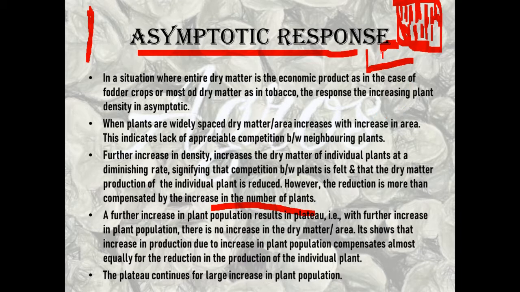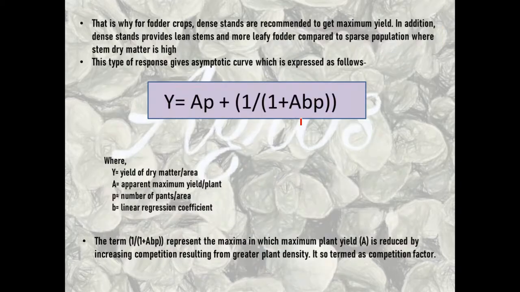This means that the reduction in the yield of the individual plants is compensated equally by the number of plants, understood? And further, if we go on increasing, the plateau will continue and continue. There is no change in the plateau even for a larger increase in plant population.